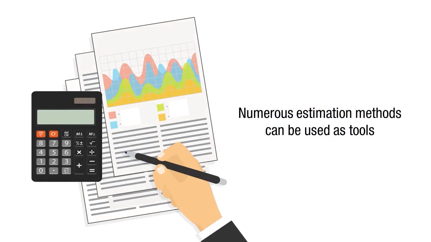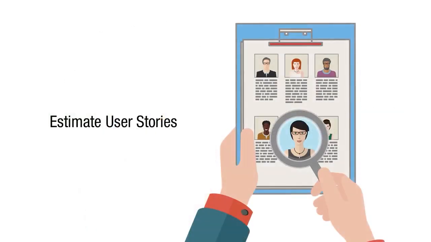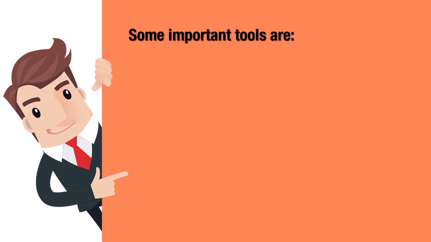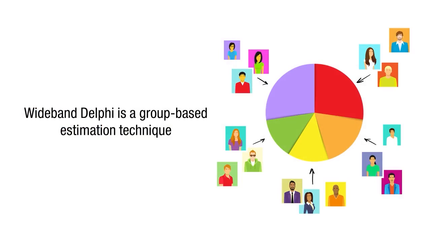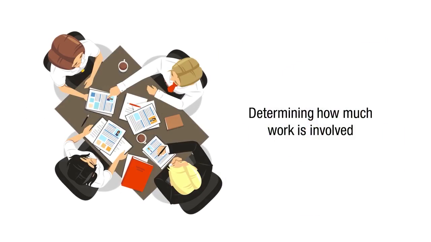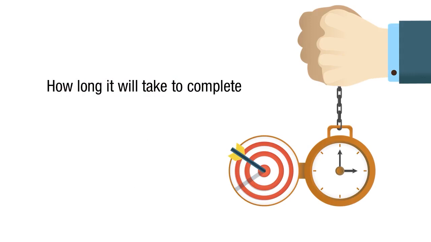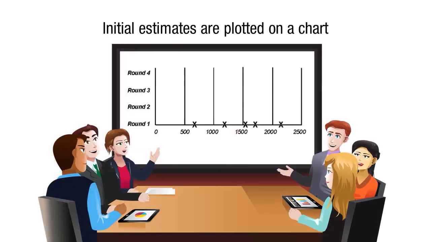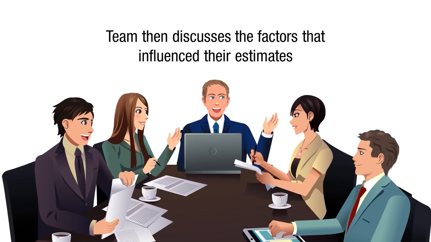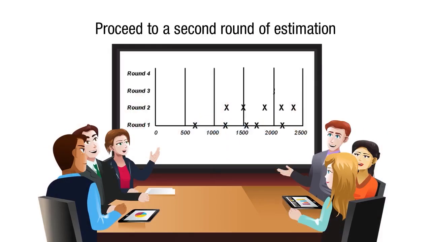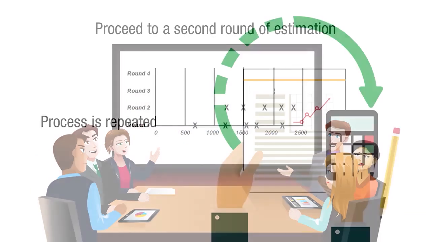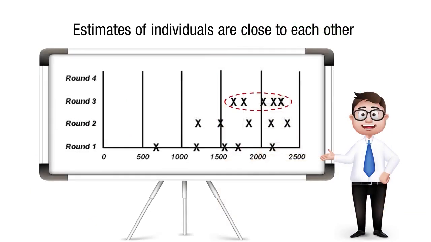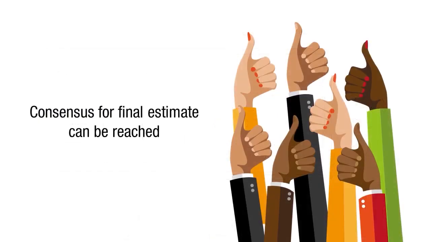Numerous estimation methods can be used as tools to estimate user stories. Some important tools are: let's begin with Wideband Delphi. Wideband Delphi is a group-based estimation technique for determining how much work is involved and how long it will take to complete. Individuals within a team anonymously provide estimations for each item, and the initial estimates are plotted on a chart. The team then discusses the factors that influence their estimates and proceeds to a second round of estimation.